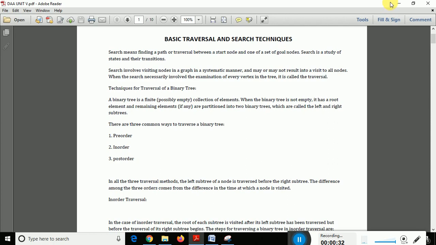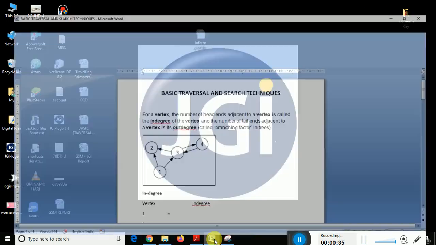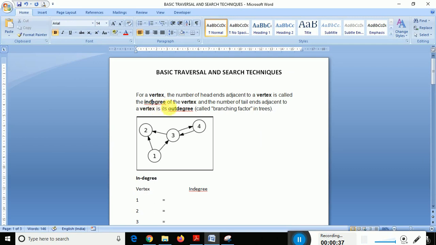Before that, there are two types of degrees: in degree and out degree. In degree means what? The vertex where the arrow is going to point. So that is the in degree. Out degree means, for vertex 1 pointing to 2 and 3, the arrows are going in the opposite direction. That is, one arrow is pointing to 2 and another arrow is pointing to 3. So that is the out degree.